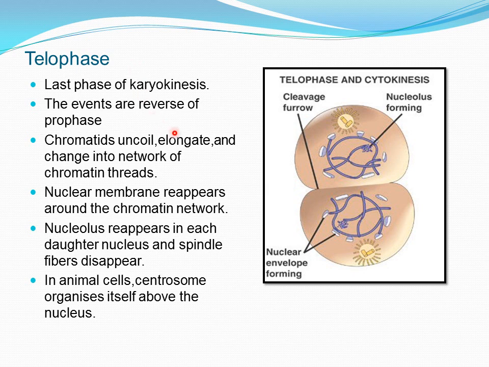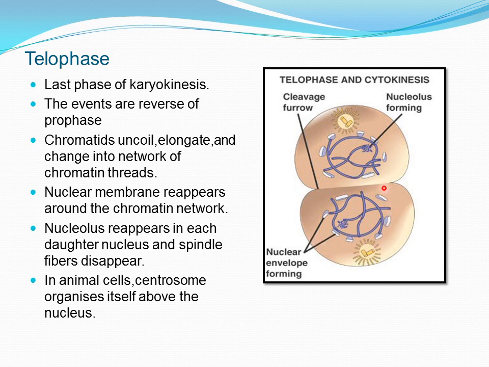The chromatids actually start uncoiling and they elongate and change into a network of chromatin threads. See, you have seen the chromatids or the daughter chromosomes, they start uncoiling and elongate and change into a network of chromatin threads. You can see the chromatin threads have started forming. Here the nuclear membrane again starts gradually reappearing.